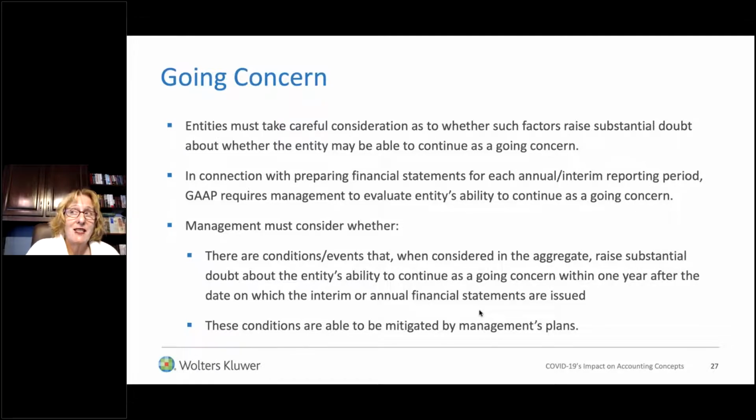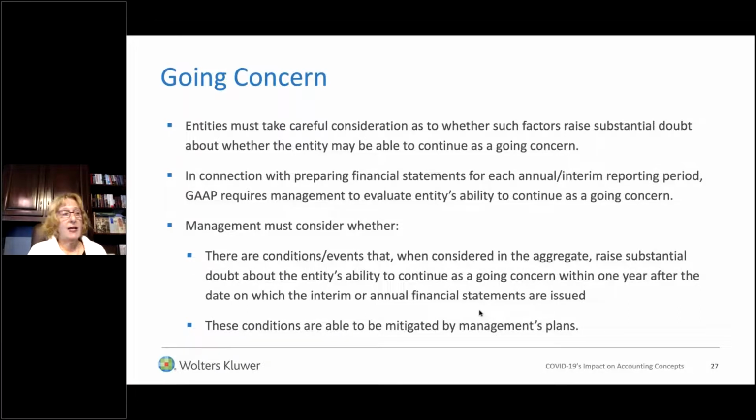So I want you to look at these things because if you have external auditors, they're going to ask these questions too. Management is required to consider whether there are conditions or events that, when considered in the aggregate, so you put all these individual things together, do they raise substantial doubt about the entity's ability to continue as a going concern within 1 year after the date on which the financial statements are issued? You also have to consider whether these conditions can really be mitigated by management's plan.